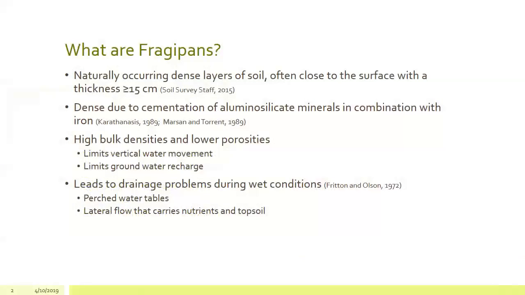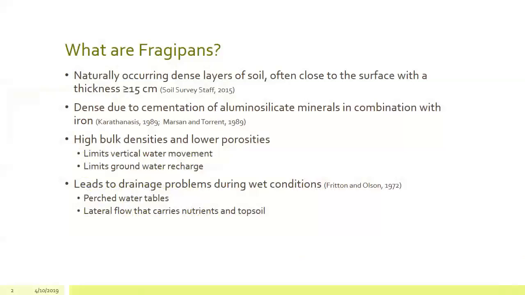And it's dense due to the cementation of aluminosilicates in combination with iron. So that can lead to things like higher bulk densities or lower porosities. And that can lead to water problems. So it can limit vertical water movement. It can limit groundwater recharge. It can cause perched water tables or lateral flow that will carry your nutrients or your fertilizers out into the water. So this can cause a real problem.